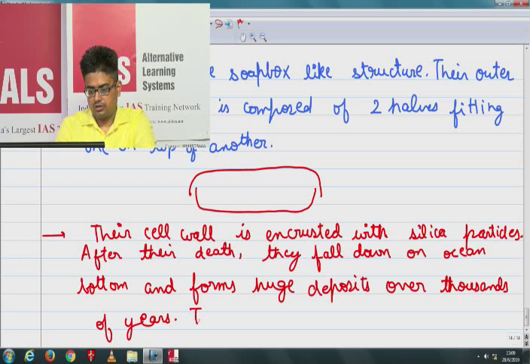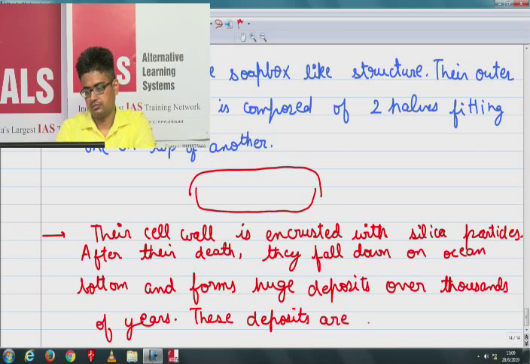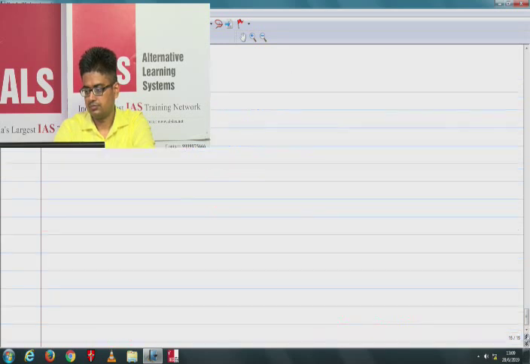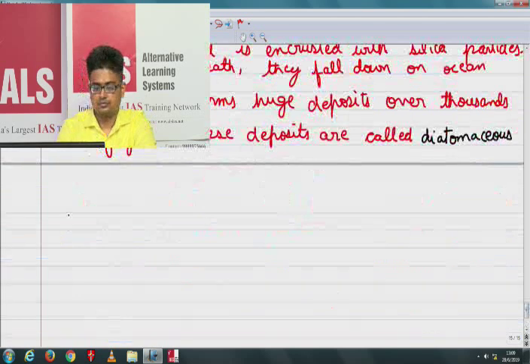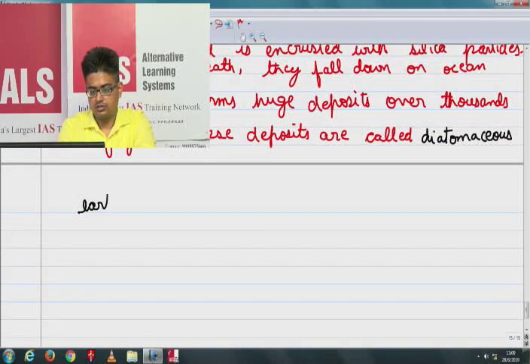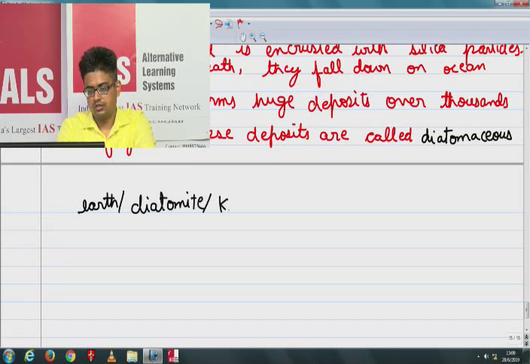These deposits are called diatomaceous earth or diatomite or Kizil Guha.